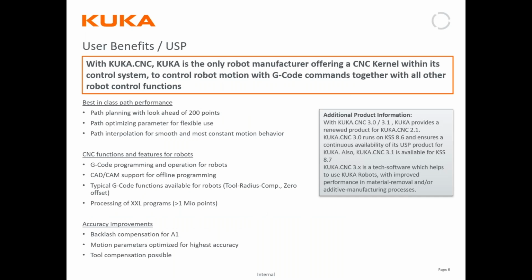So the user benefits. With KUKA.CNC, KUKA is the only manufacturer offering a CNC kernel within its control system to control the robot motion with G-code commands together with all other robot control functions. This is available for KSS 8.6, where we have KUKA.CNC 3.0 version, and KSS 8.7, for which we have CNC 3.1 version. This software enhances material removal and additive manufacturing processes.